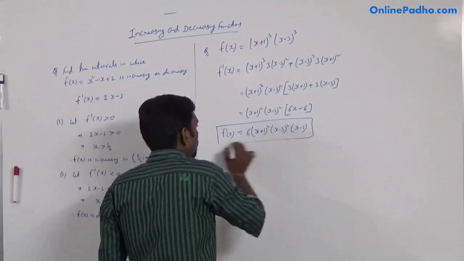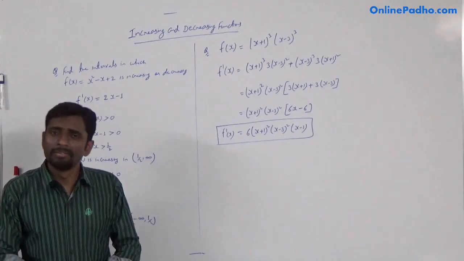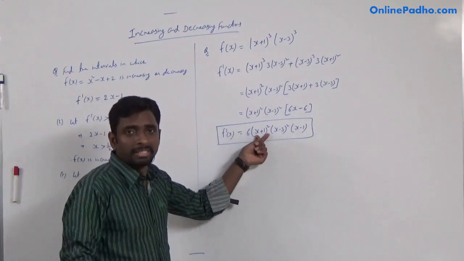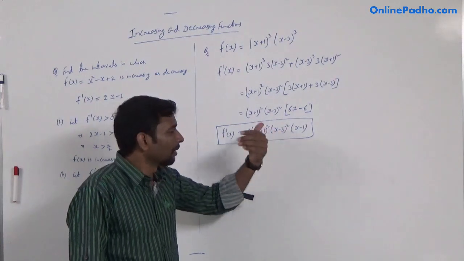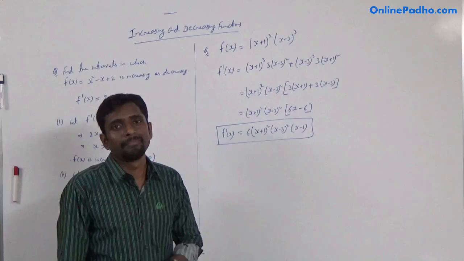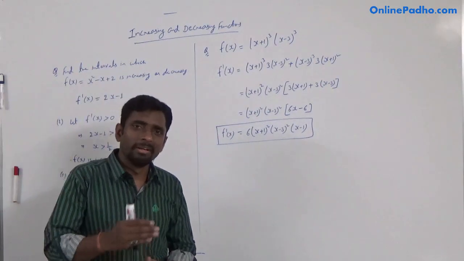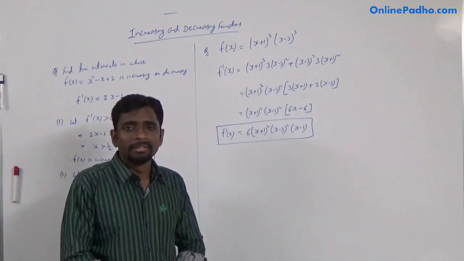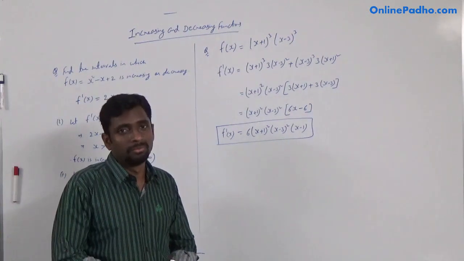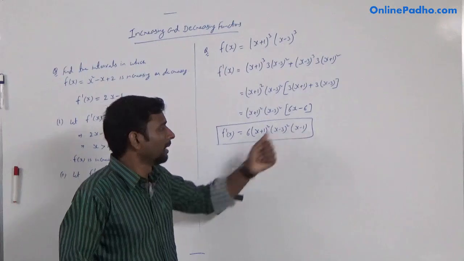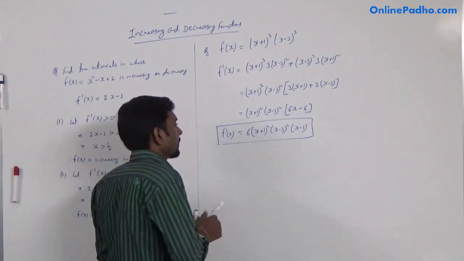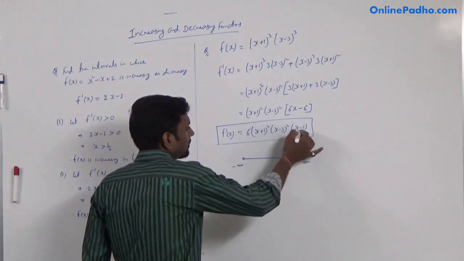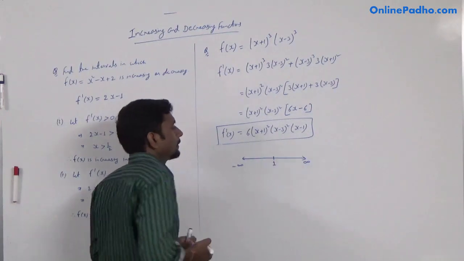We have to find the interval in which the function is increasing or decreasing. Very simple. (x plus 1) whole square is always greater than 0, and (x minus 3) whole square is always greater than 0. We need to check x minus 1. To find the interval, first we find when f dash x is equal to 0. When x minus 1 equals 0, x equals 1. We can check by the number line, minus infinity to plus infinity.